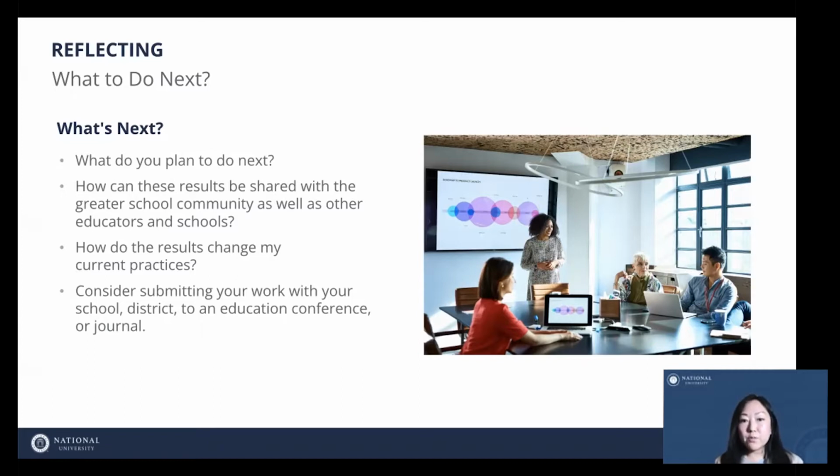How can these results be shared with the greater school community, as well as other educators and schools? Provide purpose to your work. Think about what you can do with these results. Yes, you can improve your own teaching practices, but how can this information help others? Consider presenting your work to your grade level, your department, all faculty, school, district, or even an educational conference or journal.